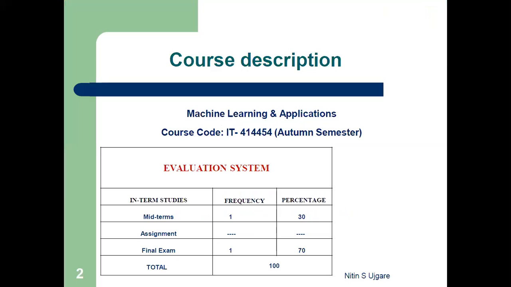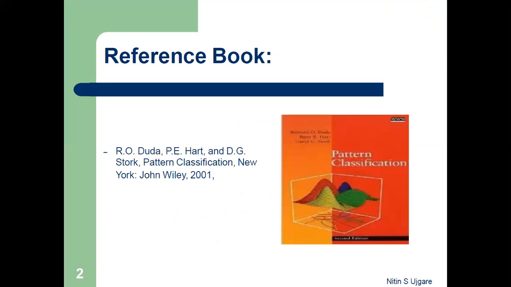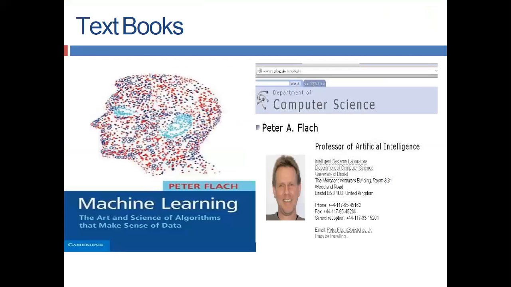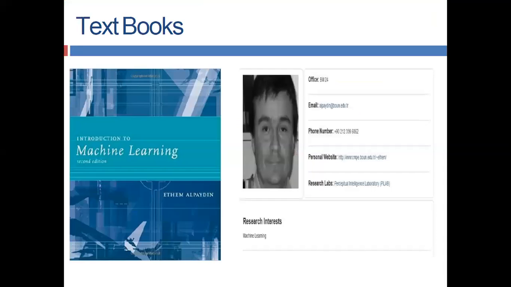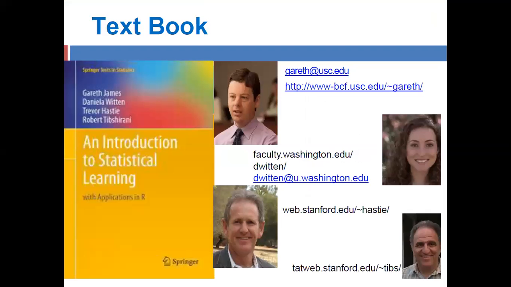The in-semester exam has the 30% weightage, whereas the end-semester exam has the 70% weightage. The reference book for this course will be Pattern Classification by Duda, Hart and Stork. You can refer to the textbooks Machine Learning by Peter Flach, Introduction to Machine Learning by Ethem Alpaydin, and Introduction to Statistical Learning by James, Witten, Hastie, and Tibshirani.